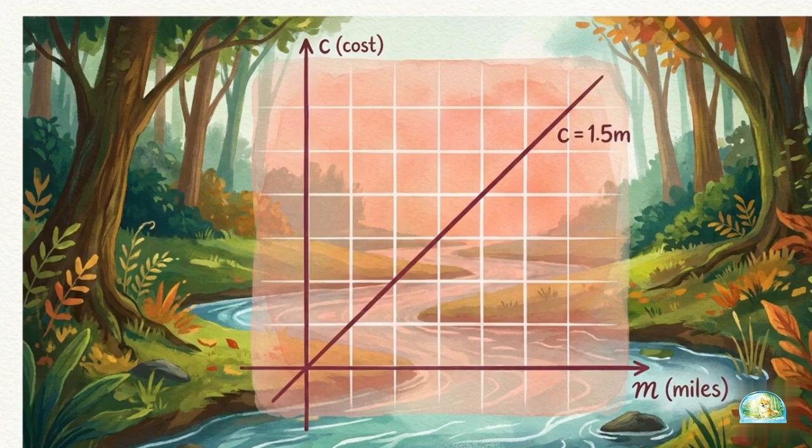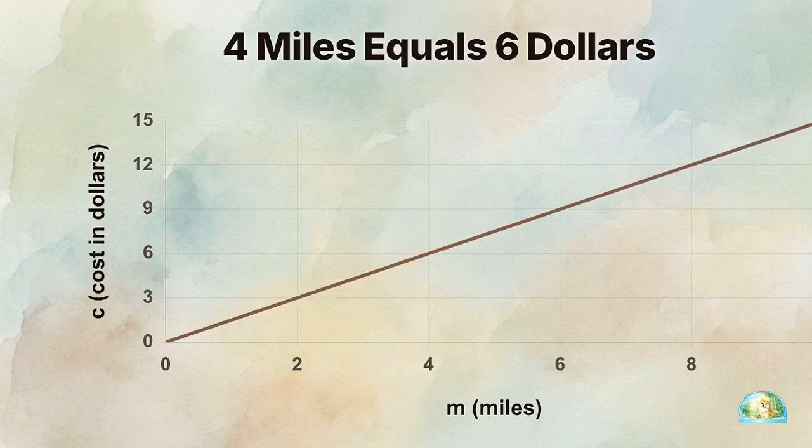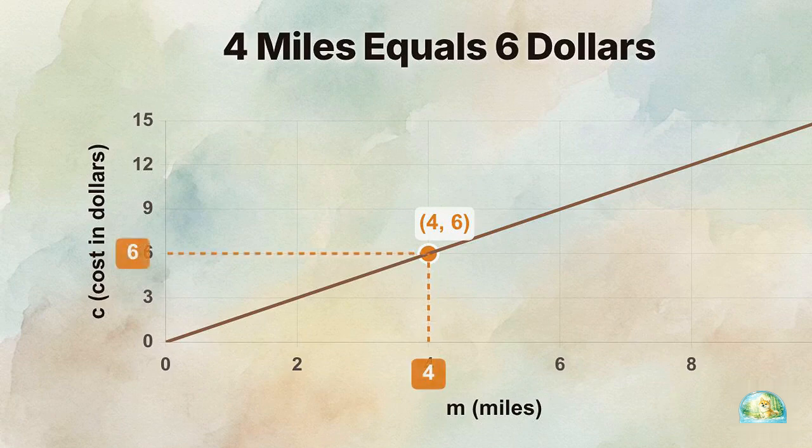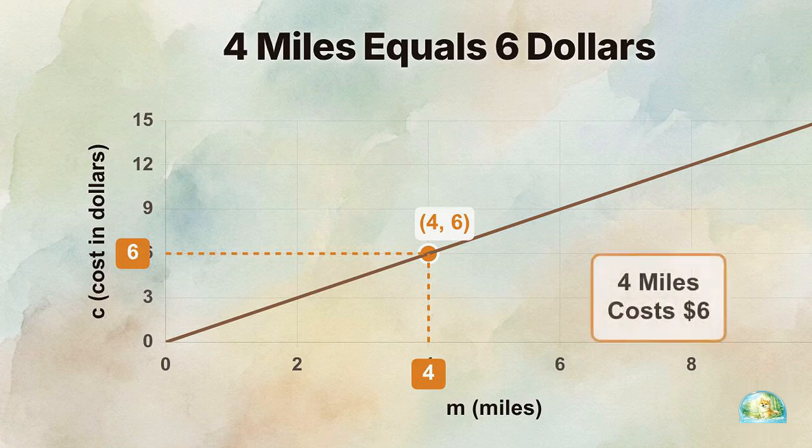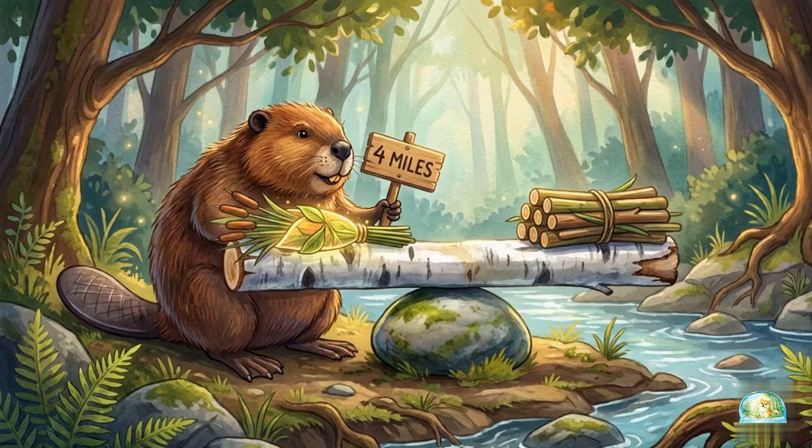On this graph, C represents cost in dollars, and m represents miles traveled. To understand what the point (4, 6) tells us, we need to look at where it aligns on each axis. The first number, 4, aligns with the miles axis. The second number, 6, aligns with the cost axis. Putting those together gives us a clear statement about the situation. A 4-mile trip costs $6.